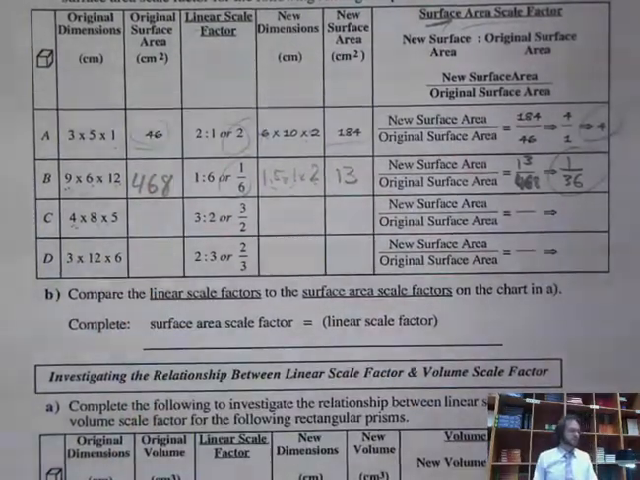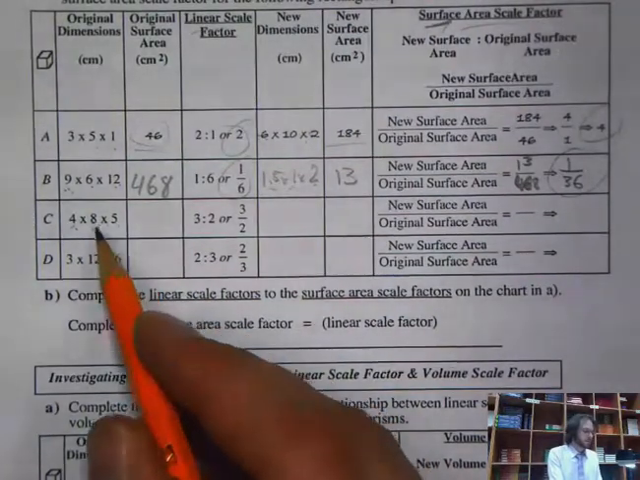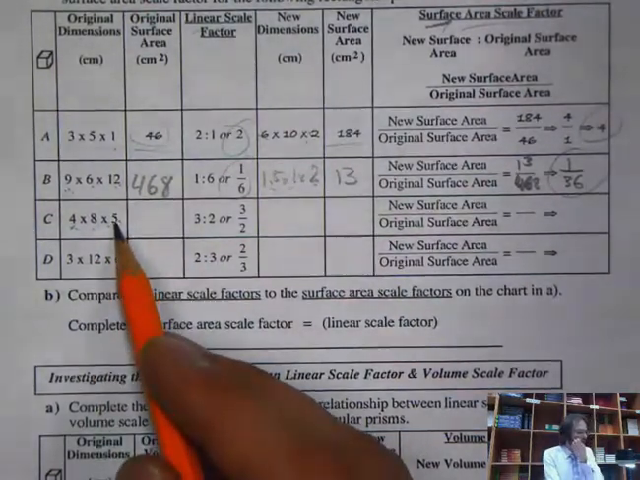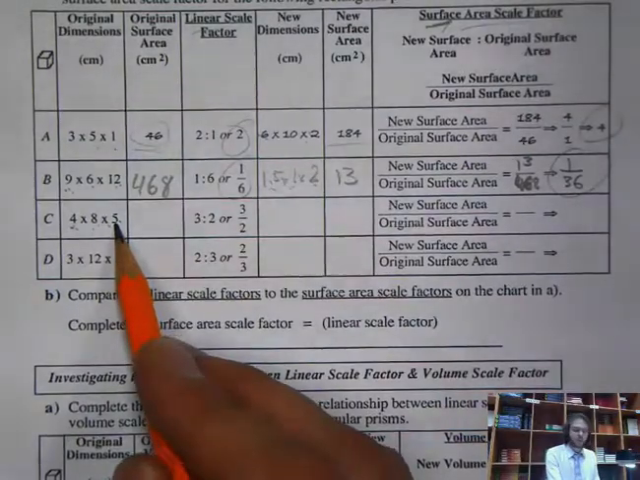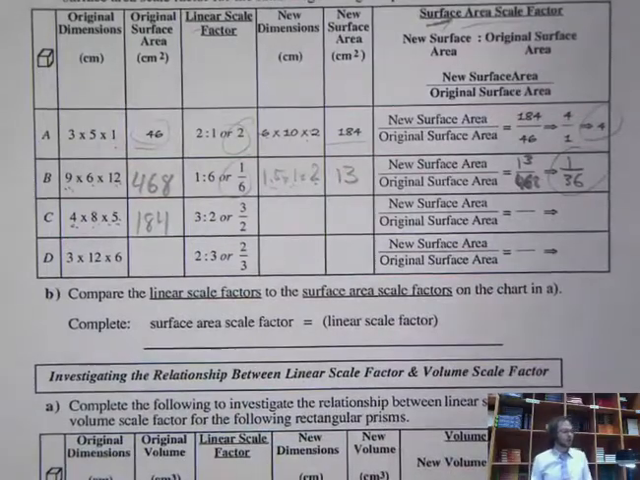4 times 8 times 2, which is going to be 32 times 2, 64. Then we have to add 8 times 5, 40, 80, which will give me 144. And then we have 4 times 5, which is 20, 40, which will end up giving me a total of 184.